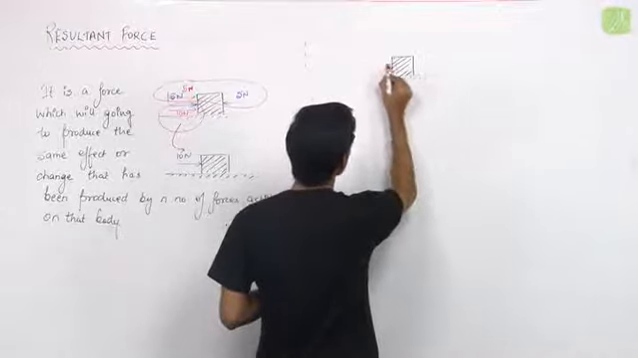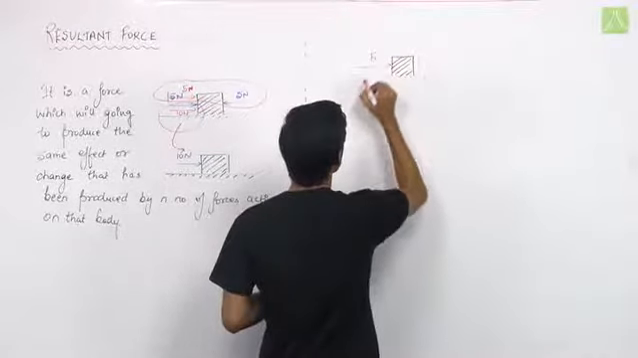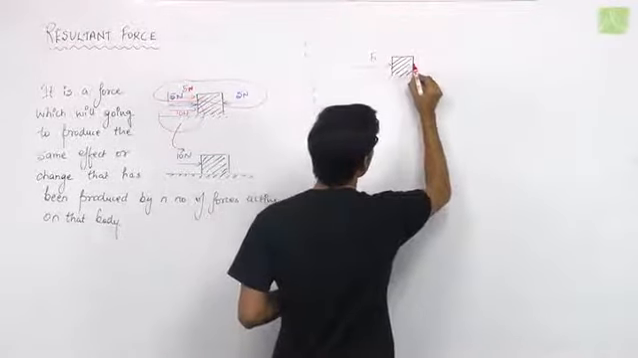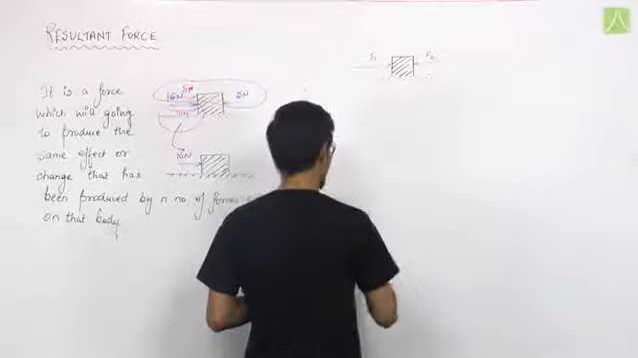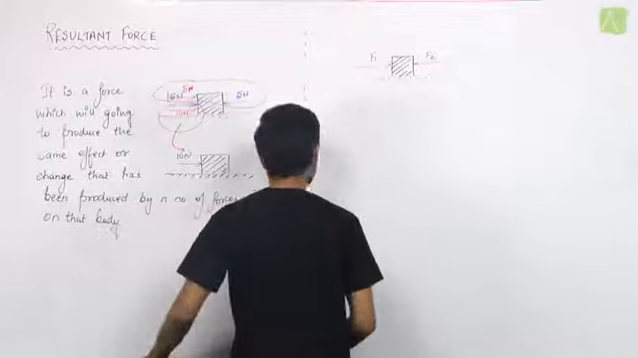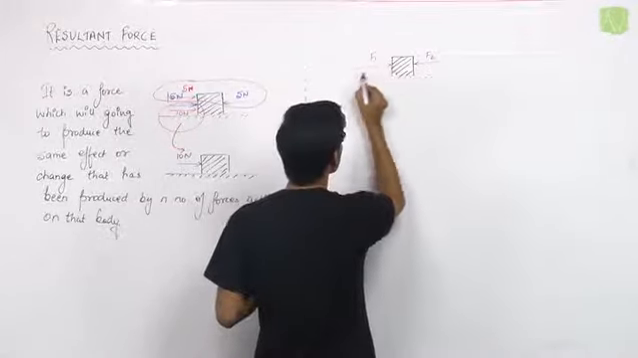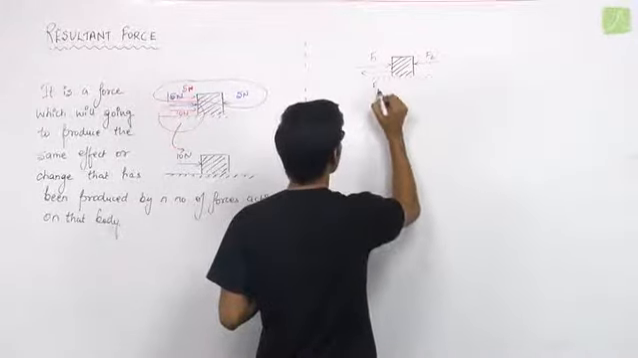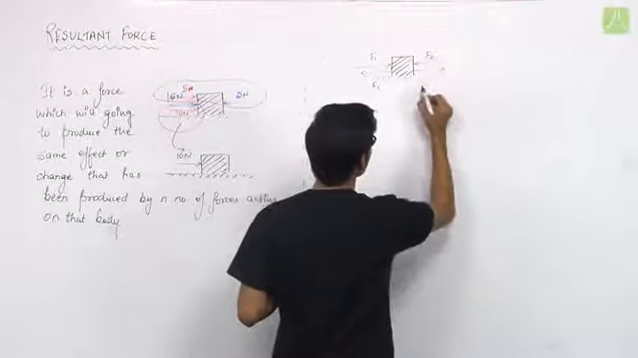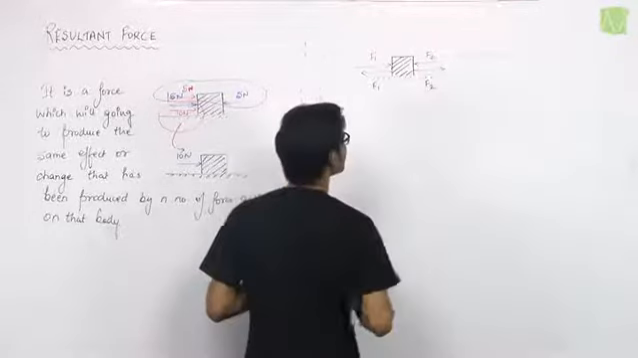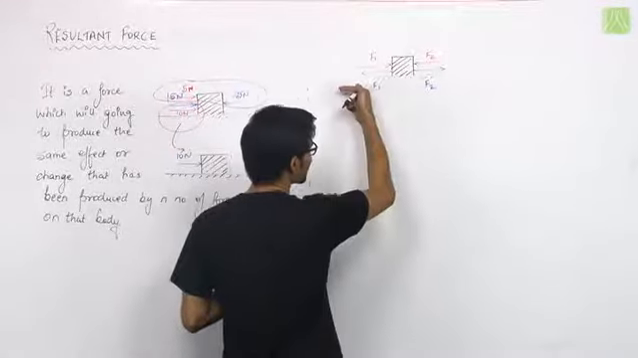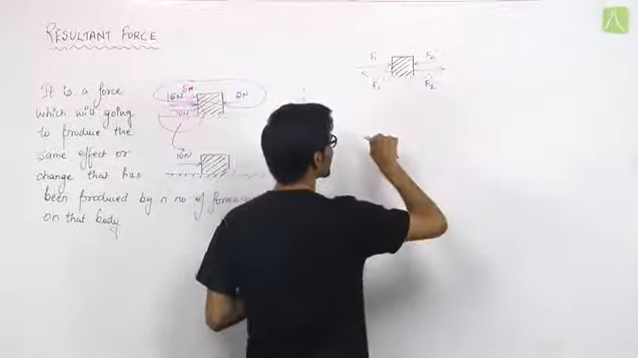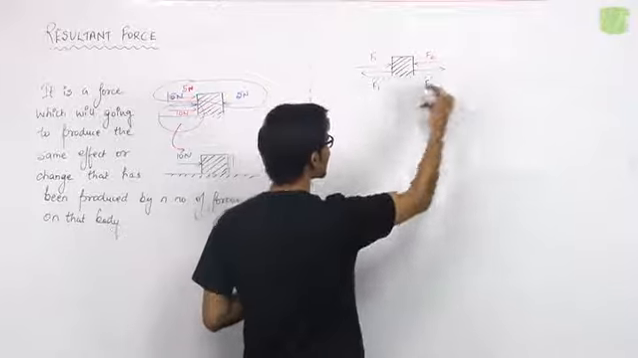If there is a force acting in this direction, that is F1, and there is a force acting in this direction, that is F2. Or if there is a force acting in this direction like this, this is F1, and there is a force acting in this direction like this, it is F2. Means if the direction of forces are opposite, in this the force direction is this side, in this it is this side.